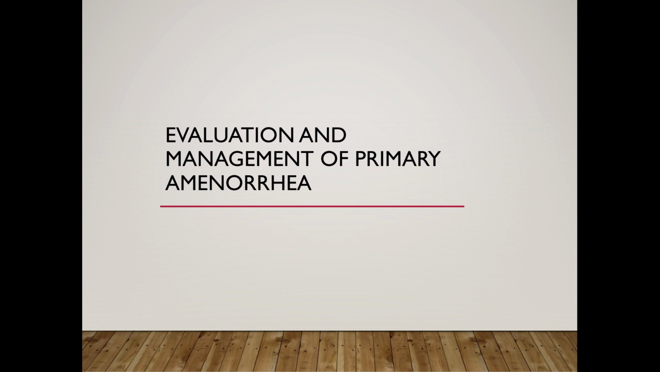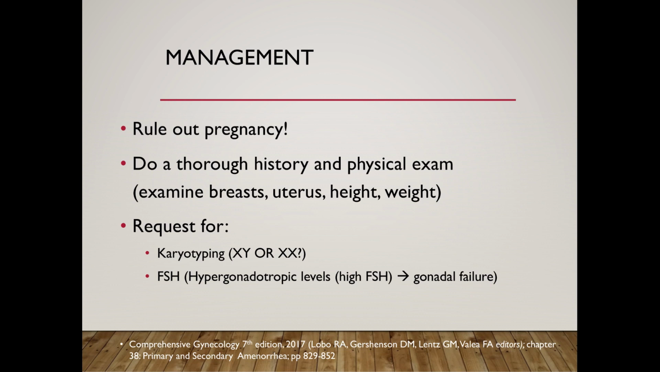So now let's proceed to how to evaluate patients with primary amenorrhea. Of course, when a patient comes to you with amenorrhea, whether it be primary or secondary, the rule is to rule out pregnancy first. Okay, so once you've ruled out pregnancy, then you can go on to a more thorough evaluation of her primary amenorrhea. Of course, that includes doing a thorough history and physical exam. Examine her breast, her uterus, and of course, obtain her height and weight and BMI.